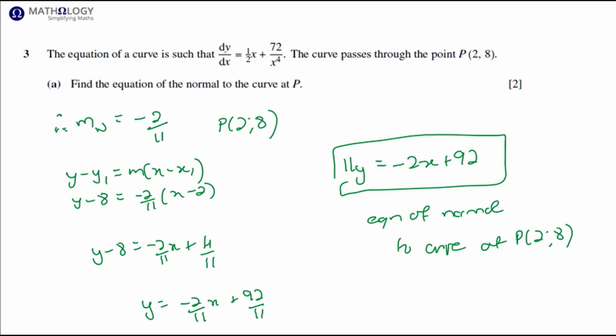And next we're required to find the equation of the curve. Now we were given an expression dy/dx equals a half x plus 72 over x to the 4. This is the gradient function, the derivative function. So to find the equation of the curve, we need to integrate this expression.